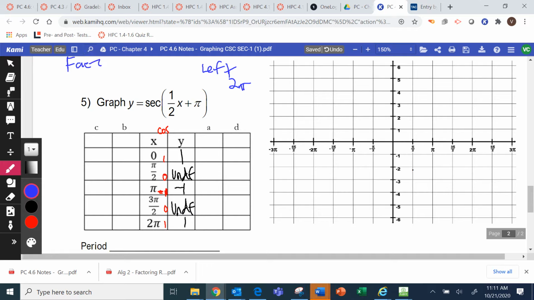If you have a horizontal stretch or shrink and a horizontal translation, we have to separate them. They cannot be in the same room. So we will factor it out. Secant 1/2 x plus, and when you divide by 1/2, it's the same thing as multiplying by the reciprocal, 2. We get 2 pi right here. So we will left 2 pi, subtract 2 pi.